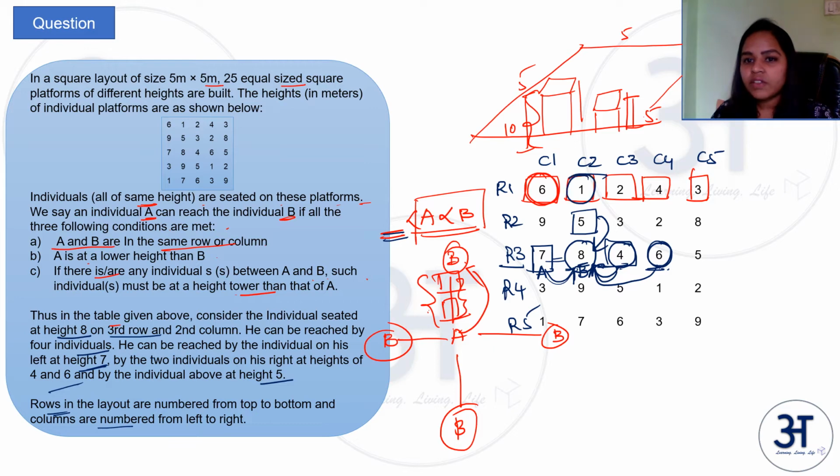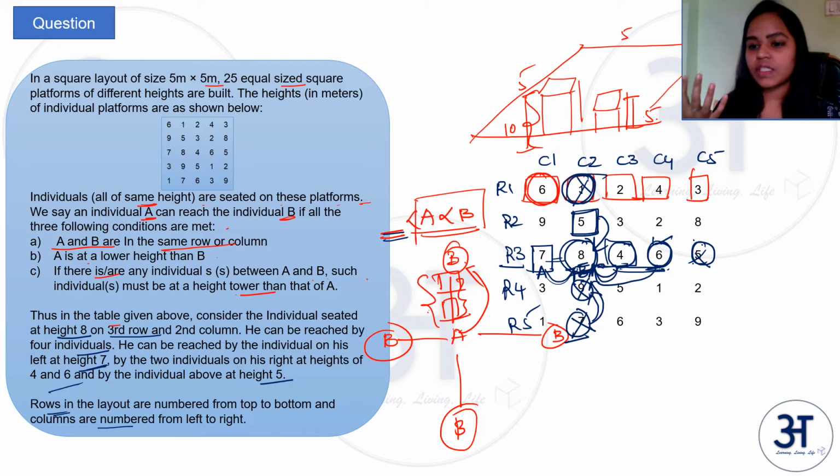What happens in the case of 1? 1 is less than 8 but in between there is a 5 which is greater than 1. So 1 cannot reach 8. 9 is greater than 8, so 9 cannot reach. 7 is less than 8 but there is a 9 which is greater than 7 in between 7 and 8. So 7 cannot reach 8. Then there is 5. 5 is less than 8 but in between there is a 6 which is greater than 5. So 5 cannot reach 8. So only 4 of these individuals can reach 8 in this example.